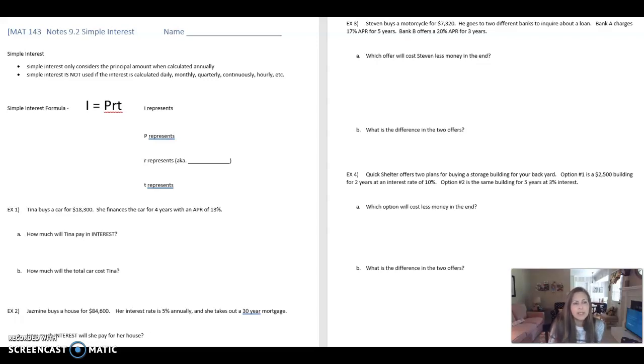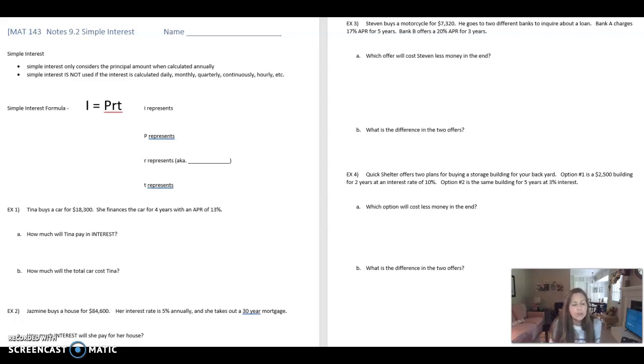Simple interest only considers the principal when the interest is calculated annually. So if interest is calculated in any other way, if interest is calculated daily, if interest is calculated monthly, for example, credit card bills, they don't calculate interest annually because you get a bill every month. So interest is not calculated in December or whatever, once a year. But simple interest is just used for things that are calculated once a year. And it's not used if it's any other increment of time. That would be what my next video is about.